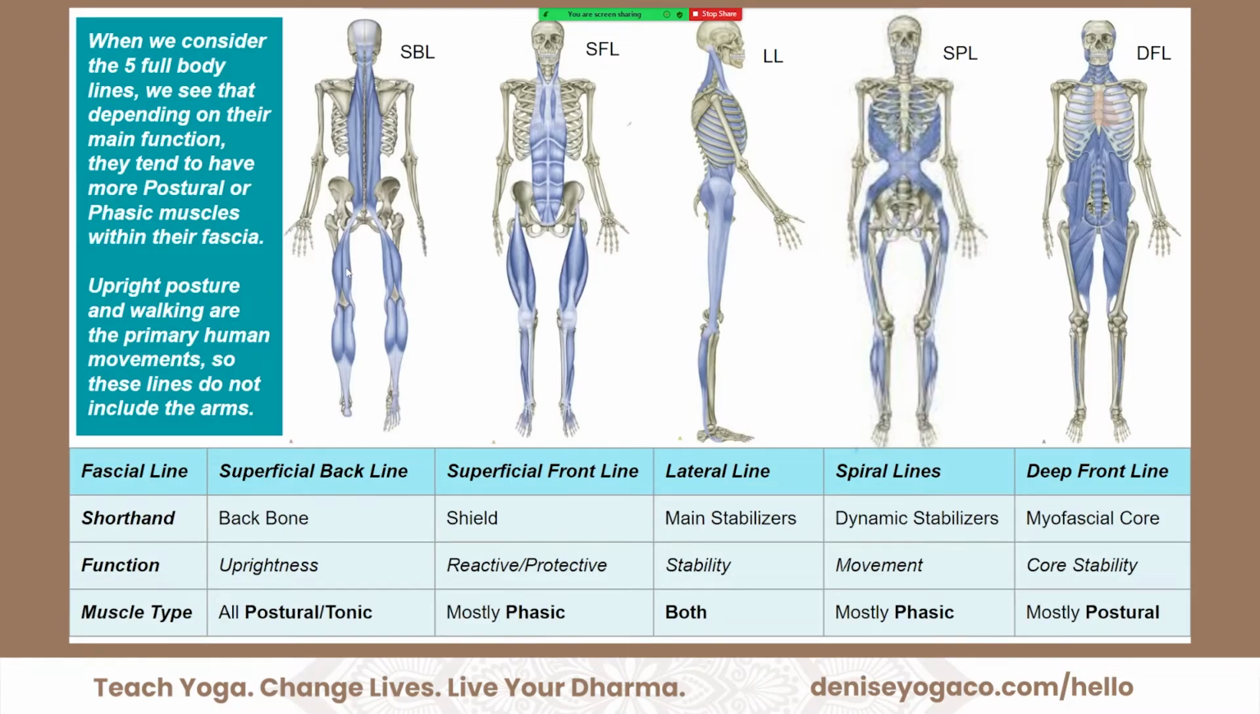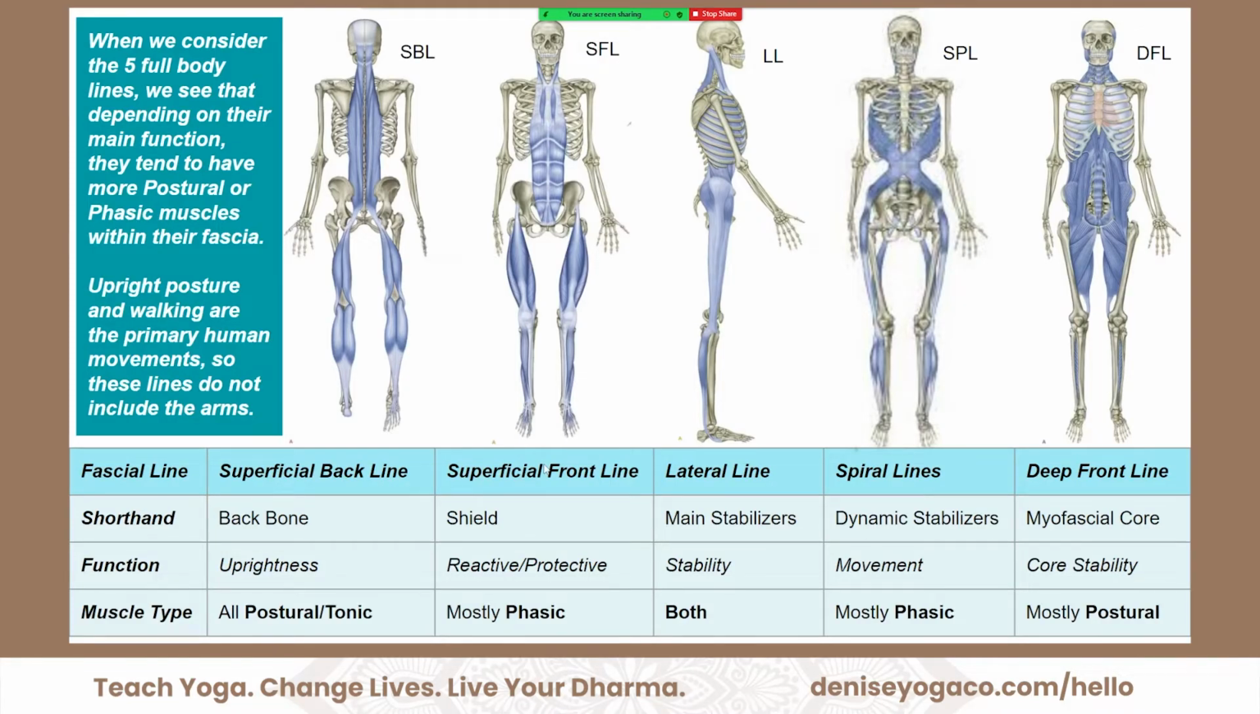So in our superficial back line, your calf muscles are mainly postural muscles. Your hamstrings, mainly postural. That's why they feel tight. They're supposed to be tight. It's hard to get used to that idea, I know. Your deep back extensors are obviously holding you upright. And the back of your neck muscles are holding the head up. So all of these muscles are predominantly postural muscles. And they're high tone muscles, hyperactive muscles.